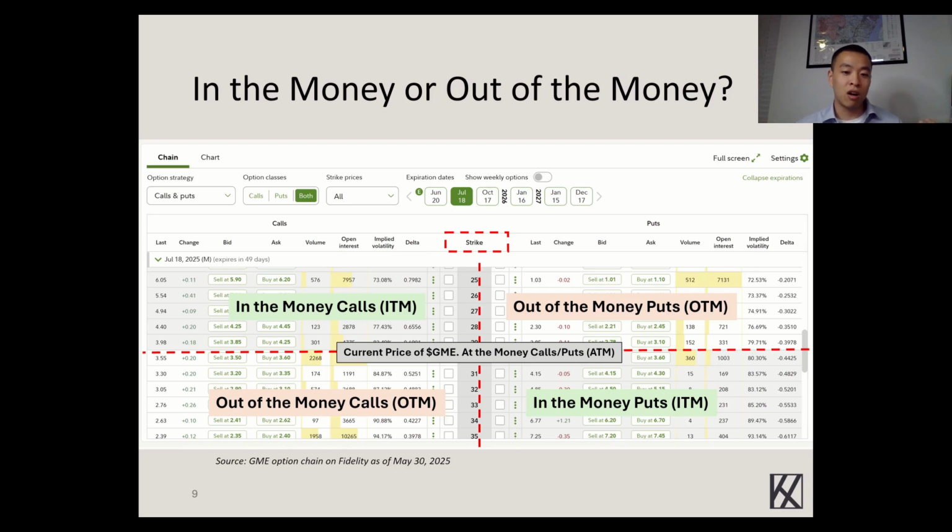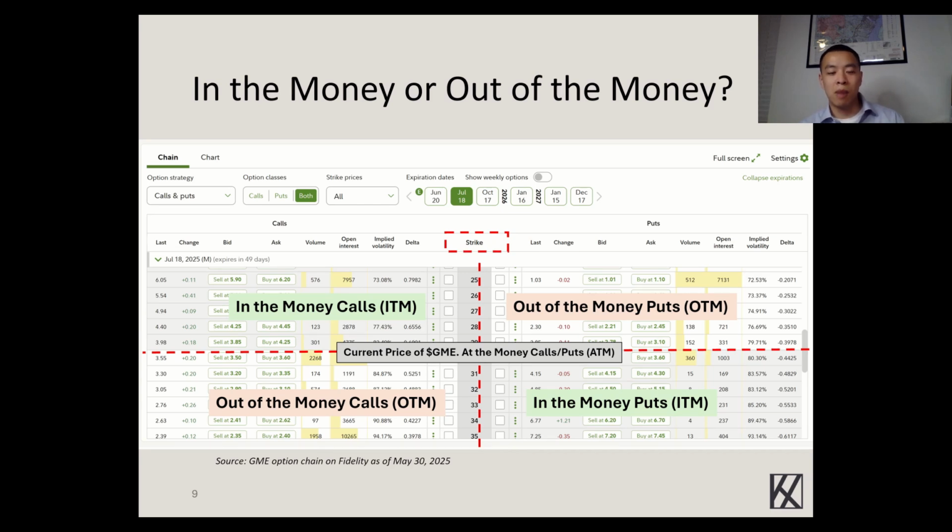So for instance, for calls, if GameStop's at $30 and I buy a call for, let's say, $25, I bet that GameStop will go above $25. Well, it's already above $25 because it's at $30. So I'm already right. It's in the money. Same for puts, except the opposite. So it's a key concept to know.